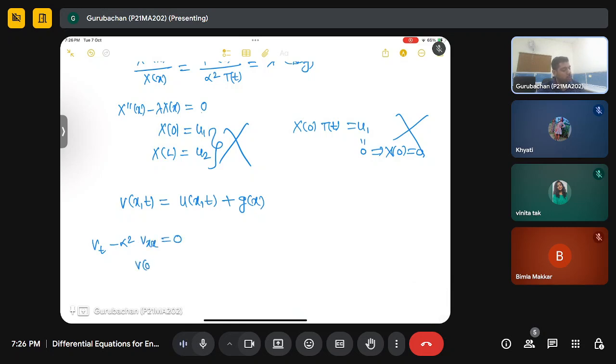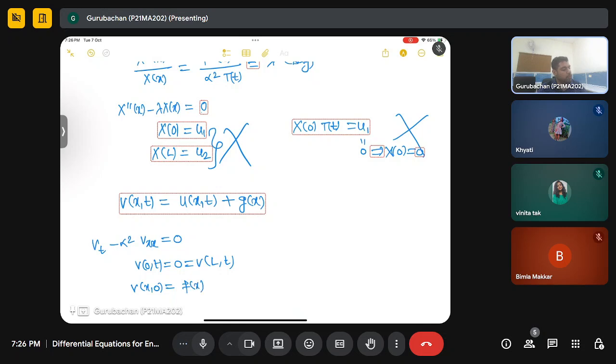Also we want v(0,t) to be 0, v(l,t) to be 0, and v(x,0) is obviously some f(x). We want this kind of system, this kind of initial boundary value problem, so that we can discuss its solution.